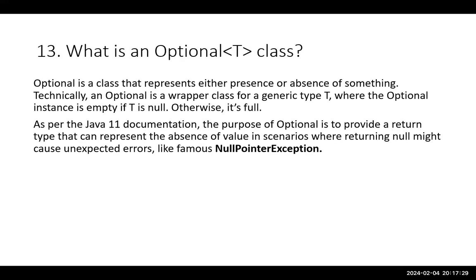Optional class. When you are asked, what is the Optional class? You can directly use the last line. You can ignore this first line. The purpose of Optional is to provide a return type that can represent the absence of a value in scenarios where returning null might cause unexpected errors, such as the famous NullPointerException. You can use this to provide a return value type in case of null scenarios, to protect against the NullPointerException. So this is an efficient answer.